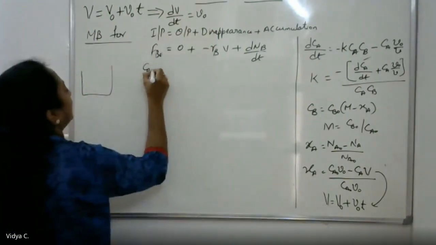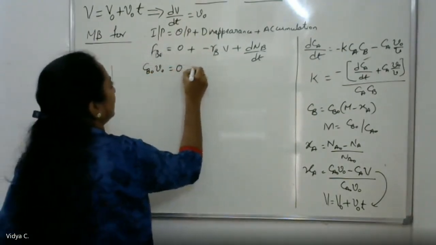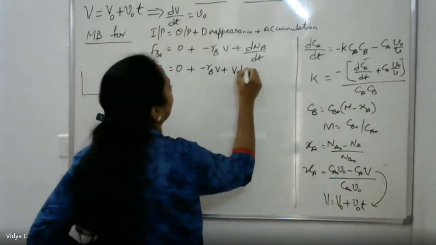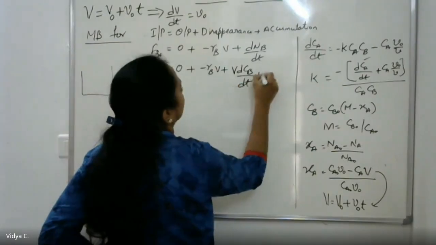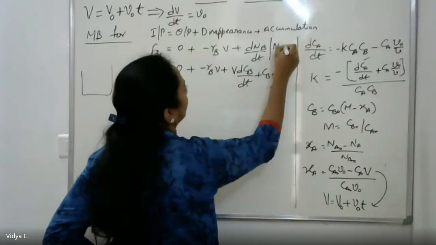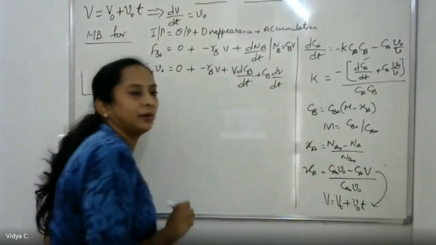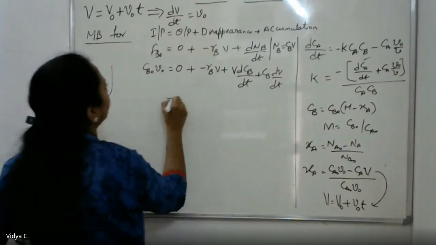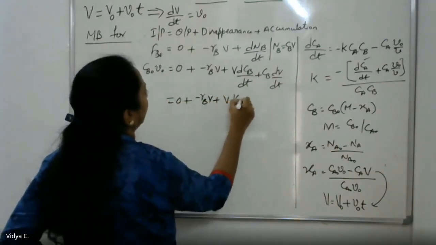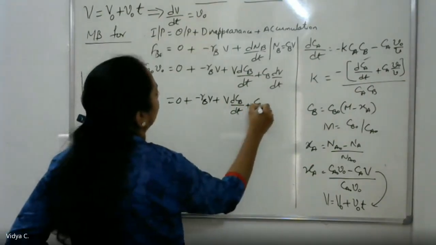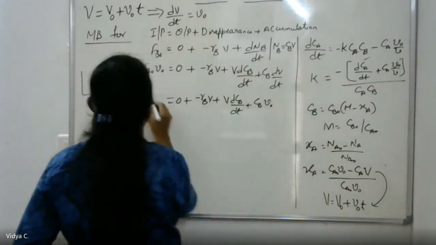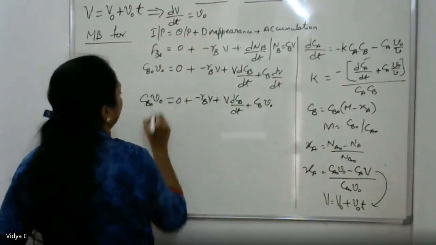FB naught can be written as CB naught into V naught, which is equal to 0 plus minus RB into V, and dNB can be written as V into dCB by dt plus CB into dV by dt. You know NB is equal to CB into V, and that is how I write this. And 0 plus minus RB into V plus V into dCB by dt plus CB into V naught, where dV by dt is V naught. Okay, so CB naught into V naught.